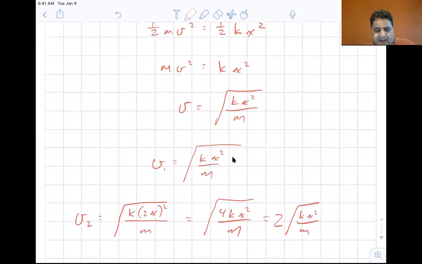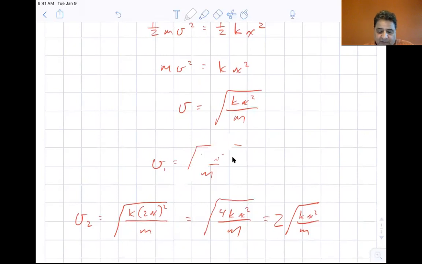So v1, where we've moved it x, is equal to the square root of kx squared over m. Now v2 is equal to the square root of k times 2x squared over m. So that's equal to the square root of 4kx squared over m, and the square root of 4 is equal to 2. So that's equal to 2 times the square root of kx squared over m.